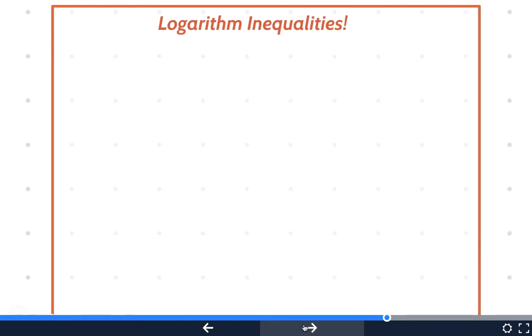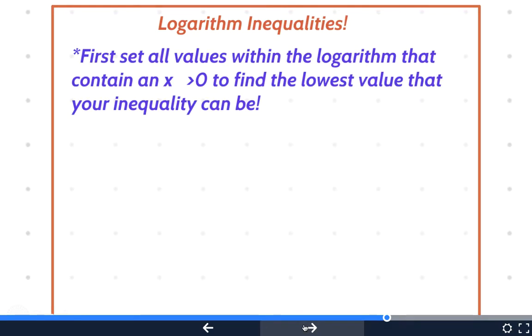Okay, so the last type of problem we're going to talk about are logarithm inequalities. Like before, we solve these just like log equations, like when we did with exponentials. We solve the inequalities just like we did the equations. So we just now have an inequality in the mix. So we're going to first set all the values in the logarithm that contain an x in it to be greater than 0, like we've been doing. And like we talked about in the video, this will tell us the lowest value that your inequality will be.